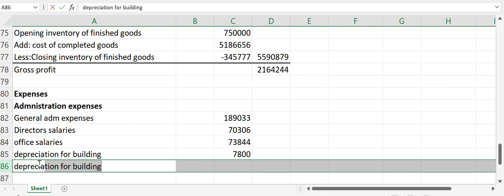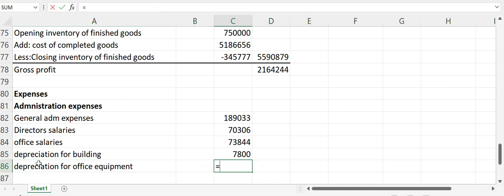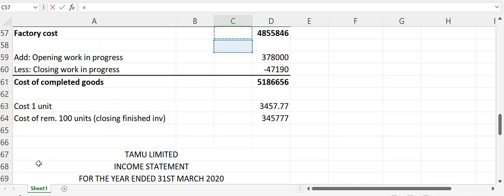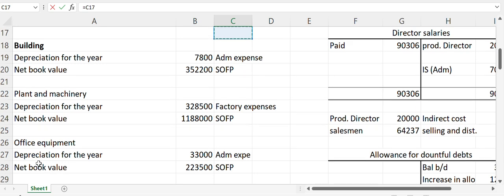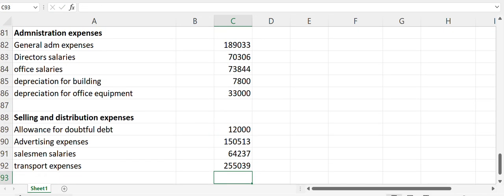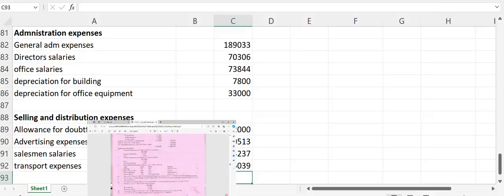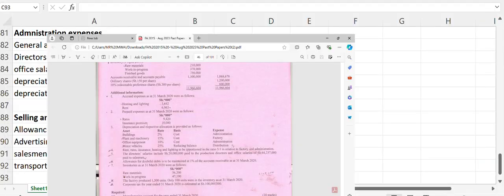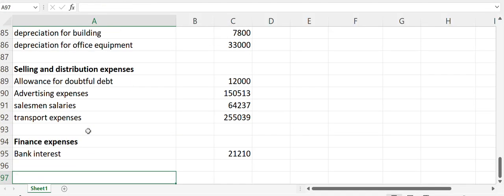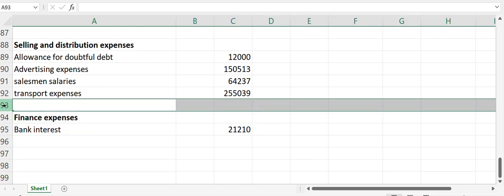So depreciation for office equipment. Here it is, 33,000. Then the other item was what? The selling and distribution. We have depreciation for motor vehicle. So let us add that.